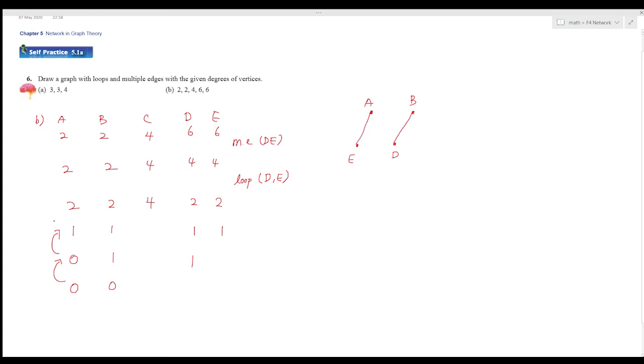Now we add in vertex C. Let's say C over here. C will be connected to A, B, D, E respectively. We add in the loops. The loops will be at vertex D and vertex E. So the last one, we add in the multiple edges in between D and E. So there are multiple edges.